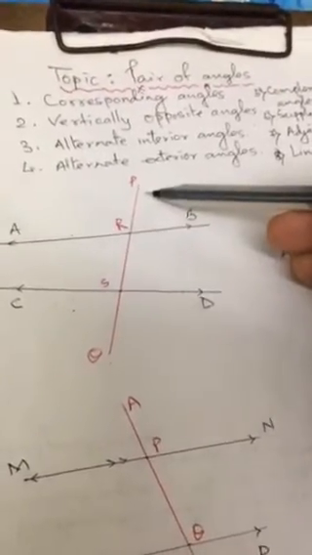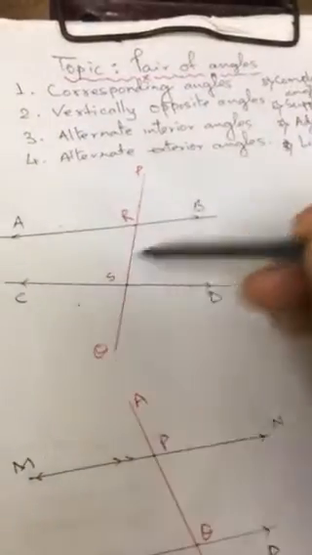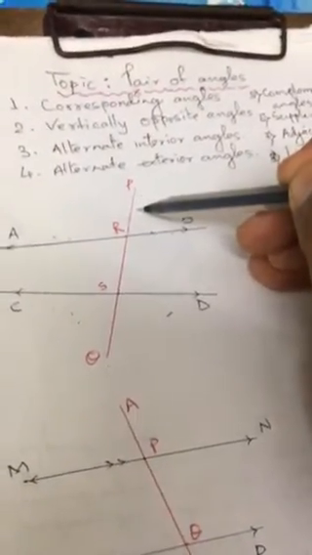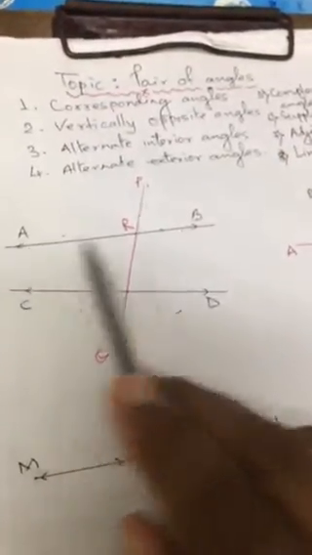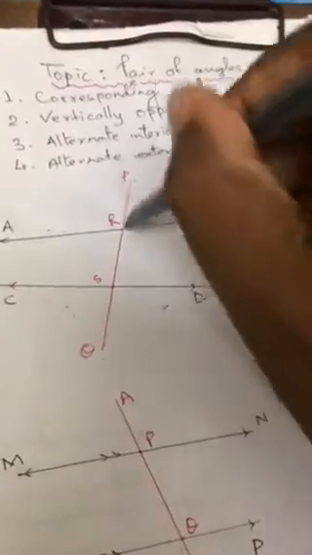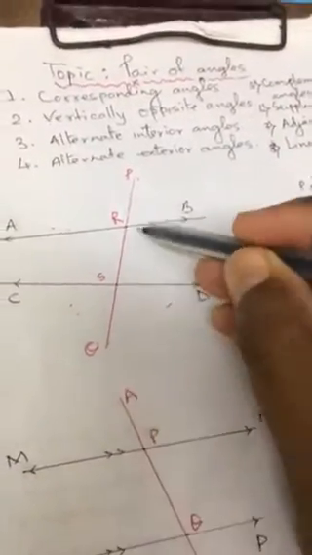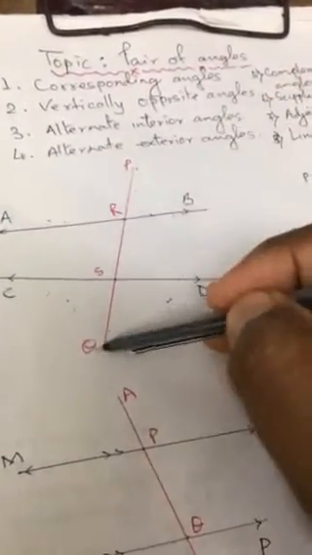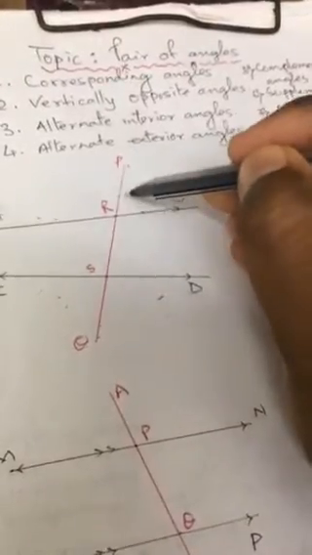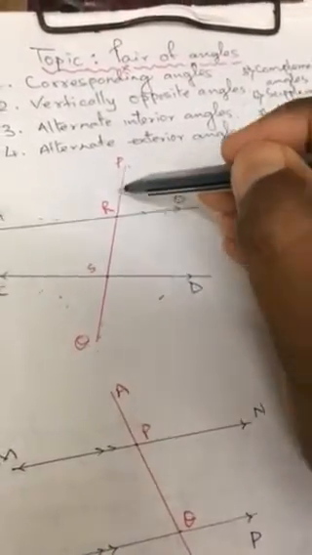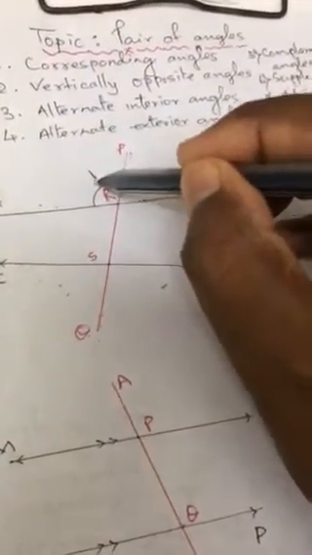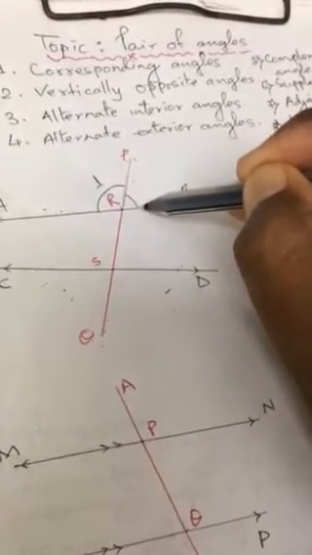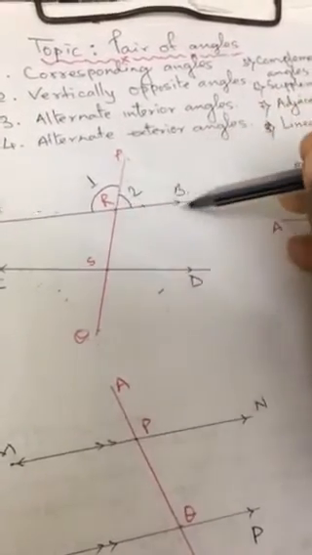The third line which is intersecting these two lines is called the transversal. So PQ is the transversal, and transversal PQ is intersecting AB and CD at the points R and S. When two lines are intersected by the transversal, altogether 8 angles are formed. Like you see here, this is one angle, angle ARP, angle number 1. This is angle number 2, angle PRB.